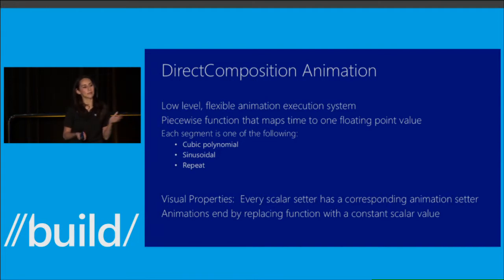Now, once you have that animation function, you can set it on an animatable visual property. The animatable visual property just means that you have a 1D scalar that you can change over time. So for example, you can animate the angle of rotation in a rotate transform, or the center of rotation in the X direction for the rotate transform. Once you set the animation function, if you want, you can leave it running forever. Once you want to end it, you just replace that animation function with a constant scalar value. That's pretty intuitive. If you replace it with a constant scalar value, then we know that we just don't need to animate it anymore.